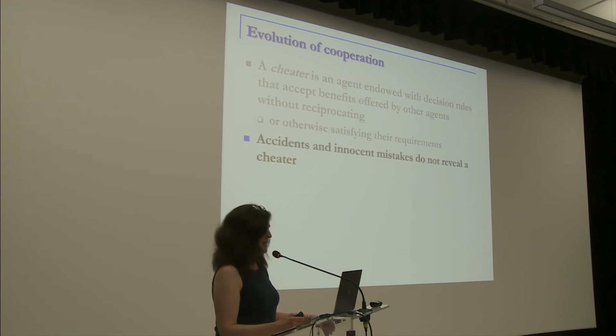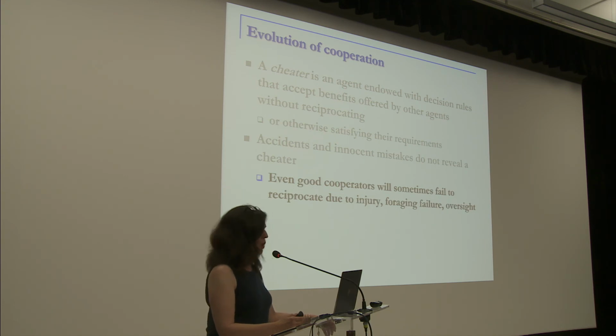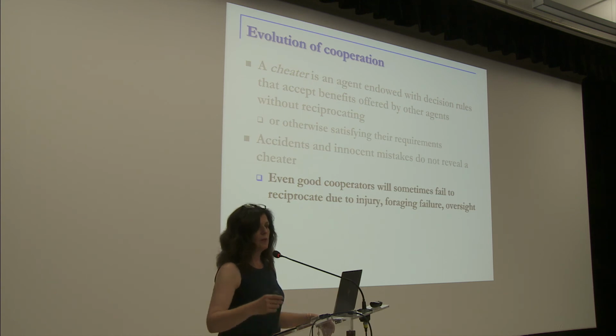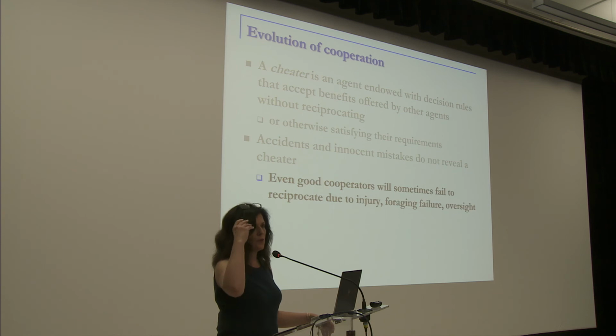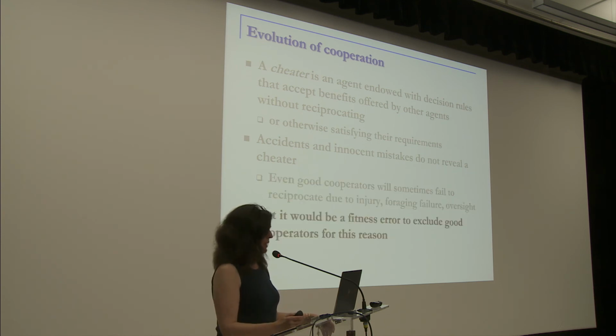Accidents and innocent mistakes do not reveal a cheater, because even good cooperators are going to sometimes fail to reciprocate. They might be injured. They might have gone foraging and just not found anything that they can then share with you. They might have just forgotten. It might be an oversight. But it would be a fitness error to exclude good cooperators for that reason. Right? Eventually, you'll have nobody to cooperate with, which is really bad if you're a forager.